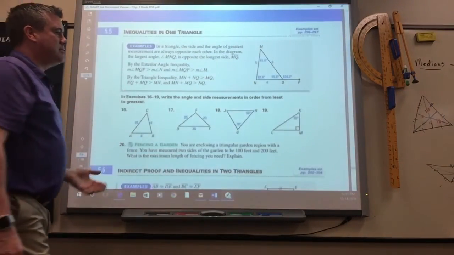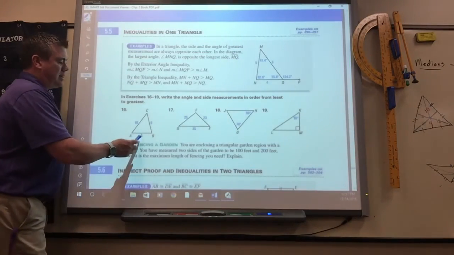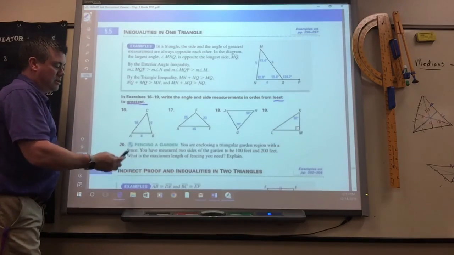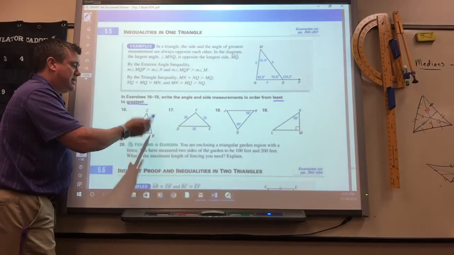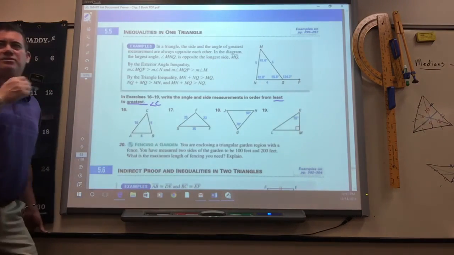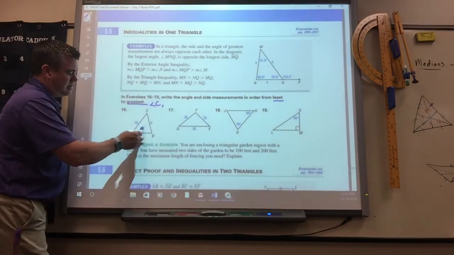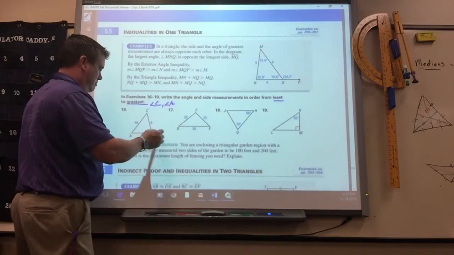These inequalities: write the angles from least to greatest. So the smallest side is 8, so the smallest angle is C. So make sure now you write it, angle C. Put the angle symbol in front of it. And then 9 would be for A, angle A, and then the biggest would be B.